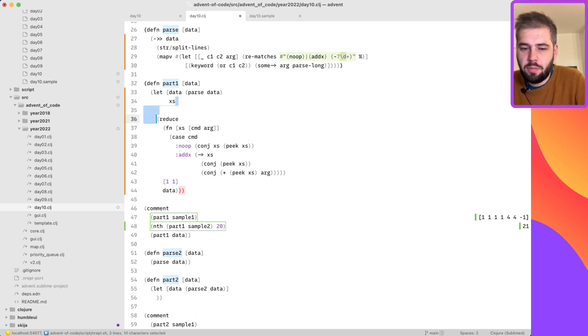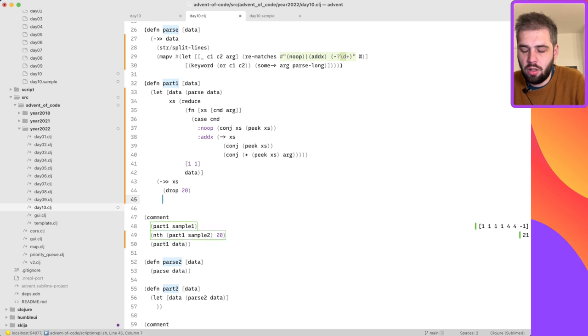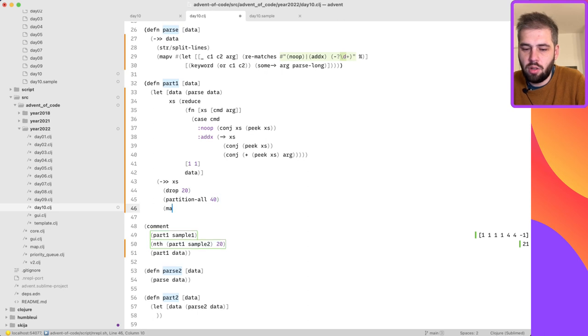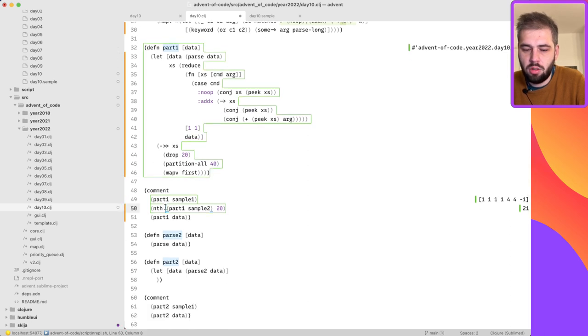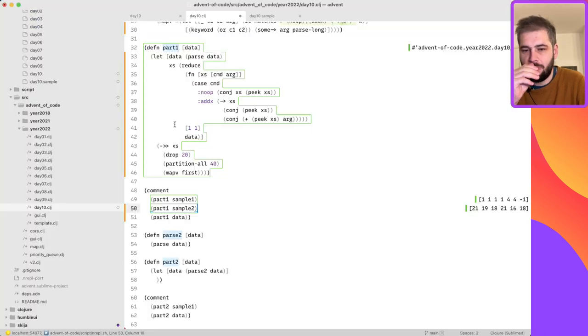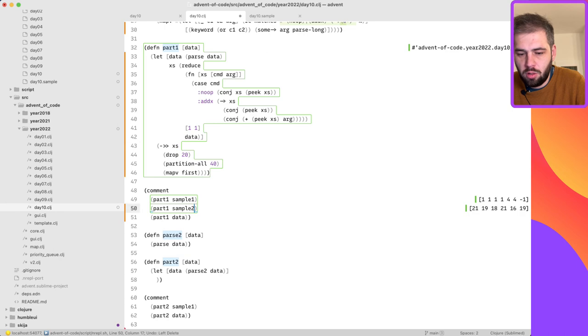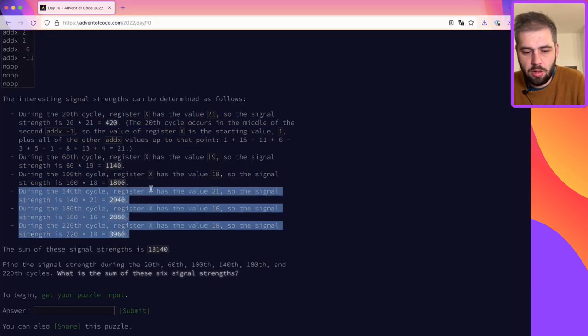this is access. What we need here is access, drop 20, partition all 20, 40, map first, right? Map V first. Okay, let's see what it gives us. 21, 21, 16, 18, 21, 16, 18. Yes, it seems correct actually. What if I remove this? Okay, the last one is supposed to be 18. Yeah, okay, so it seems correct this way. Cool.